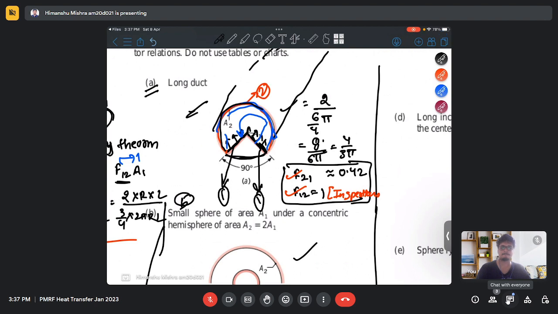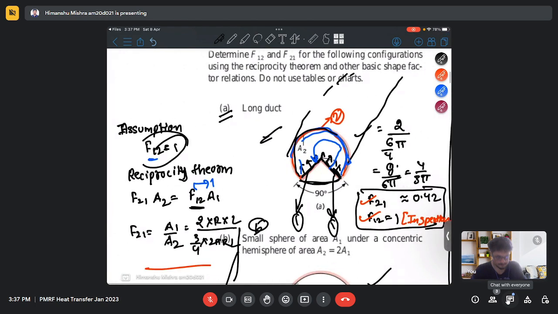But sir, you have taken this first surface, and we always take F11 or F22 as 0. Yeah, so that means F12 plus F11 will be 1 and F21 plus F22 will be 1. So then F21 is 1? No, here we are getting 0.42.